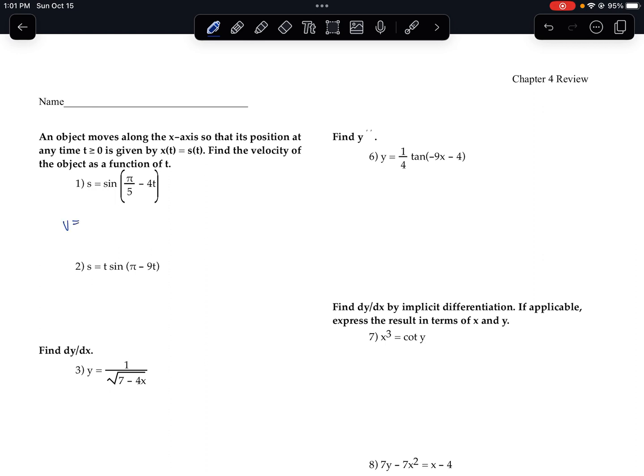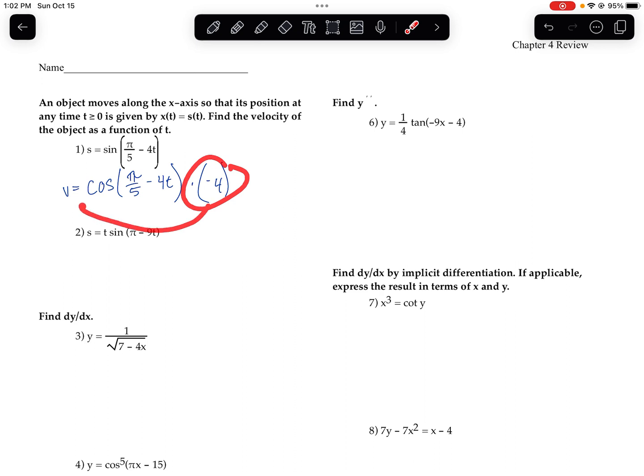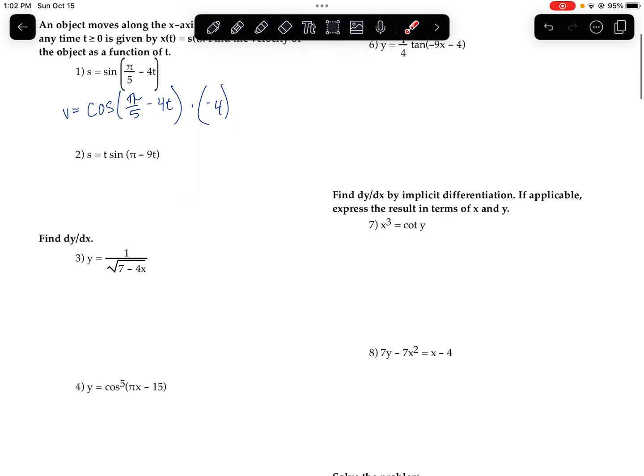So velocity will be equal to, take the derivative of the outside function, which would be sine. So the derivative of sine is cosine. The inside will stay the same. And then we're going to have to multiply by the derivative of the inside function, which is this expression inside here. The derivative of a constant is 0, and the derivative of negative 4t is negative 4. And yeah, there you go. That should be it. If you want to write it in standard form, probably put the negative 4 out front, but that's good right there.